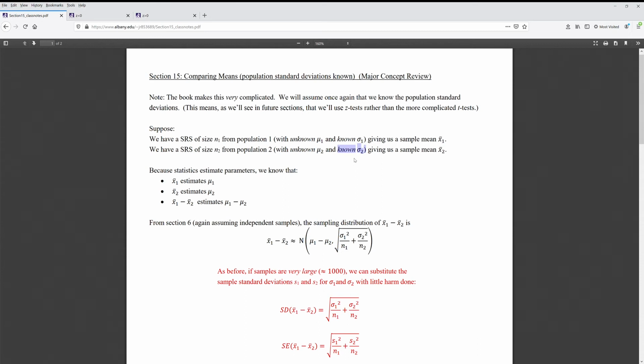It may not be realistic to assume you know anything about the population, but it'll keep our procedures a little simpler until we can talk about it later in the course. We take a simple random sample from each, say 100 New Yorkers, size n1, and 200 people from Massachusetts, size n2. In each case, we get a sample mean, the average of the numbers you pick from population 1, the average of the numbers you pick from population 2, x bar 1 and x bar 2.